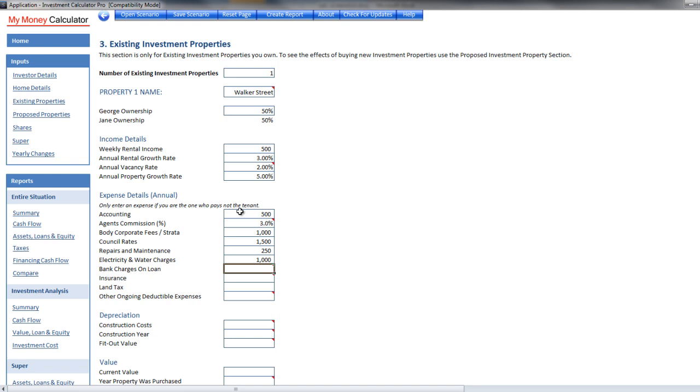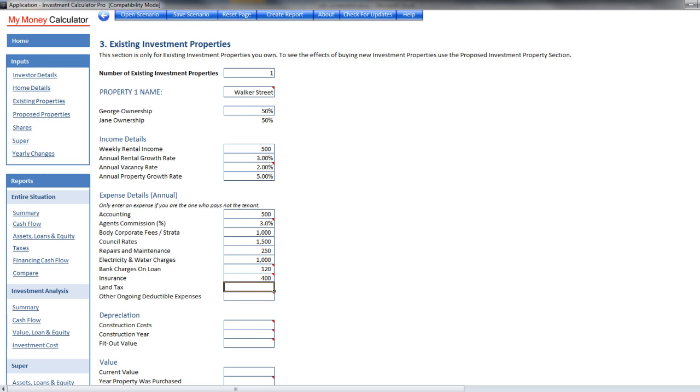Note that the expense details here should only be entered if the investor is the one who pays the expenses. If the tenant pays the expenses, then they won't be deductible, and so they won't be applicable to the calculations. For the bank charges on the loan, this is simply the loan servicing fee charged by most banks. Australian banks charge monthly loan service fees of around $10 a month, so let's enter in $120 a year. For insurance, let's assume this couple pays $400 a year in landlord's insurance.